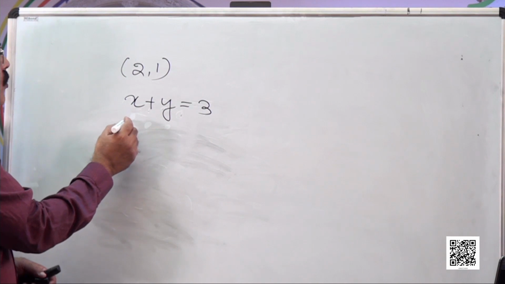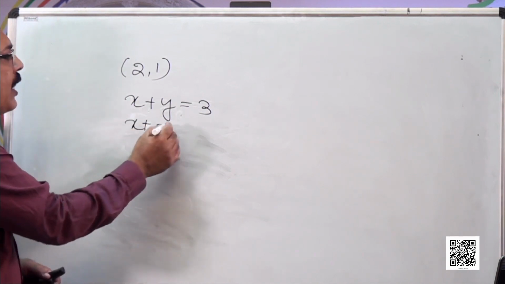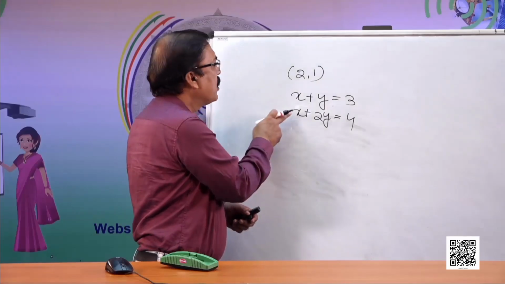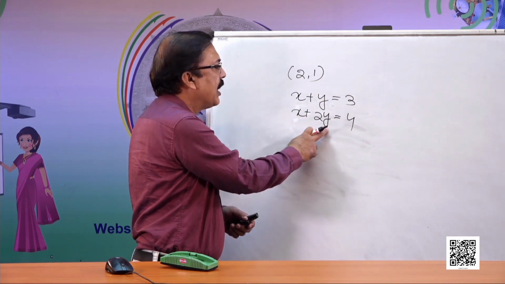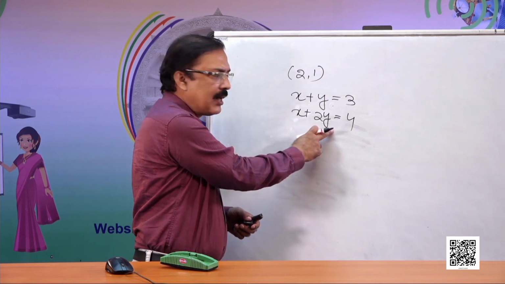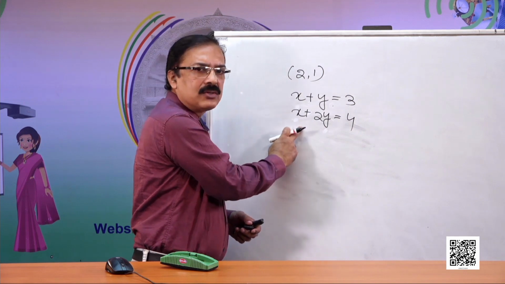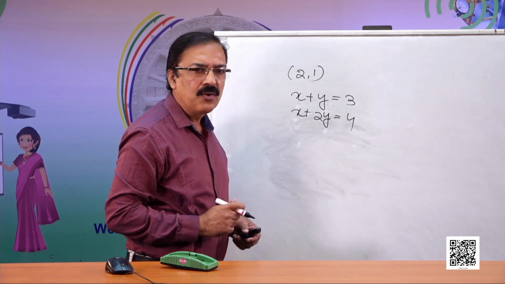Now take the equation x plus 2y is equal to 4. If we put the value of x as 2 and the value of y as 1 here, we have 2 plus 2 into 1, that is 4. So 2, 1 also satisfies this equation, that is x plus 2y is equal to 4.